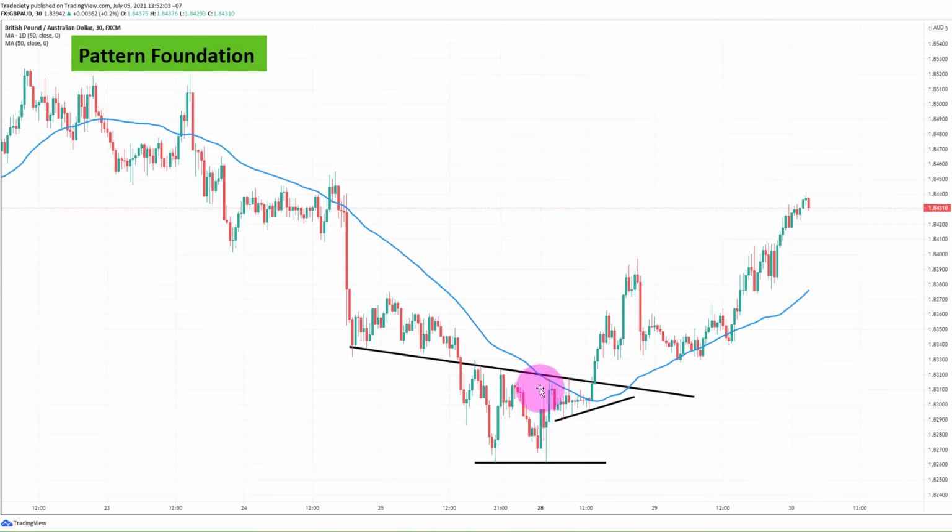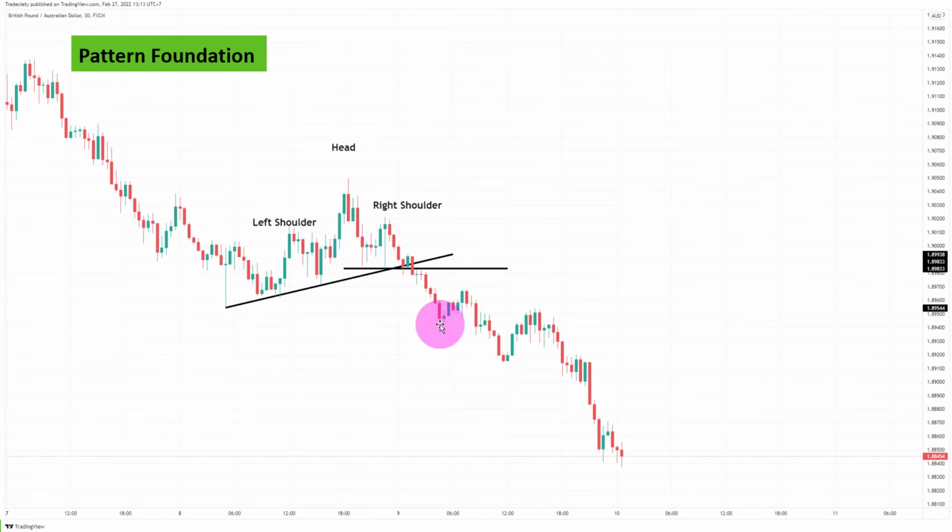So the pattern really indicates a shift of momentum. We're going from a downtrend underneath the 50 MA to then making a double bottom. We are breaking the highs, we're making now higher highs, and then the uptrend is starting.